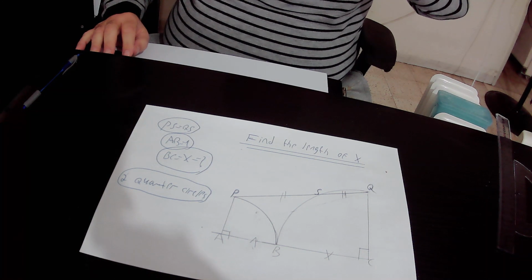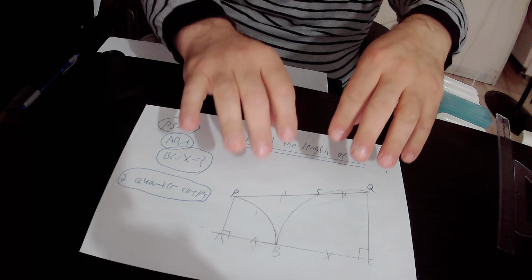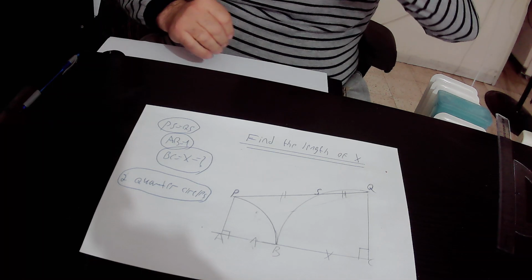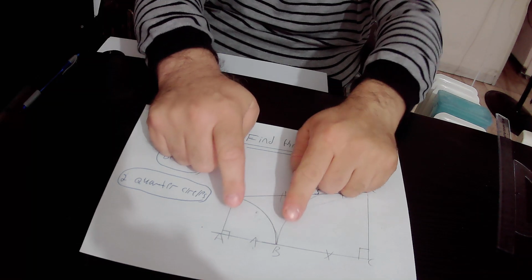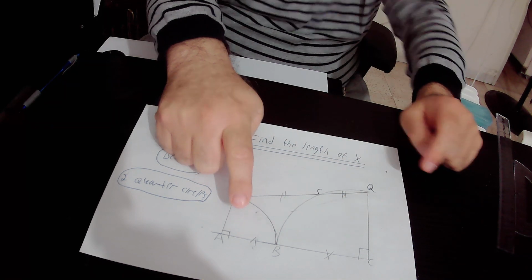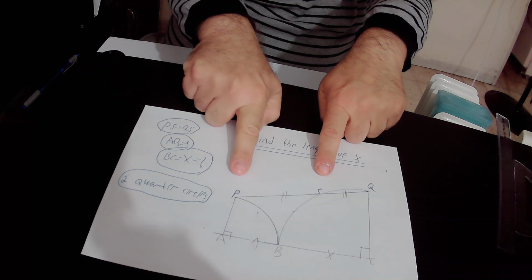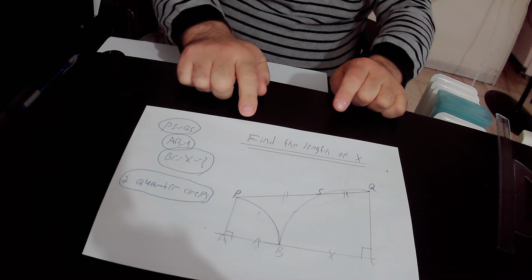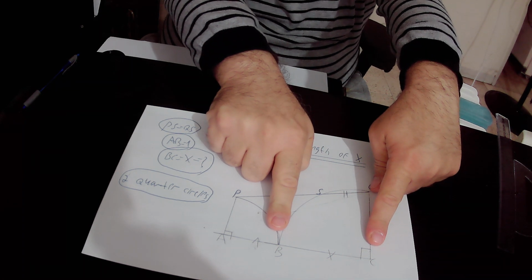In this lecture you'll find out the length of line segment X. In the drawing we have two quarter circles. These two quarter circles touch each other here at point B. In addition, we know that line segment AB equals 1 unit in its length, and also we know that line segment QS equals line segment SP, and our mission is to find out the length of this line segment BC, that is equal to X.